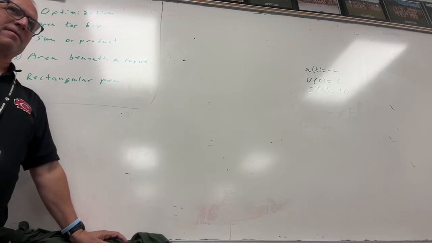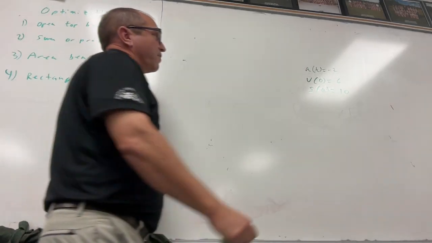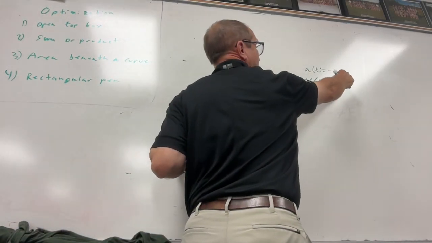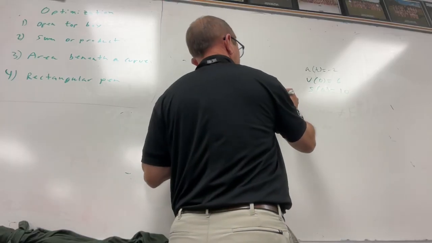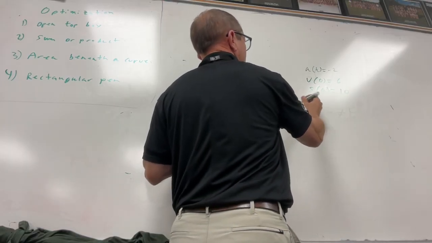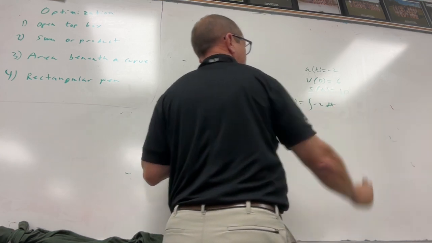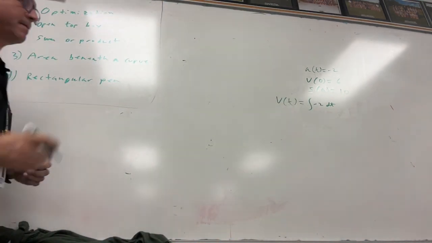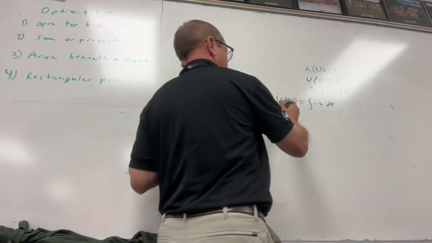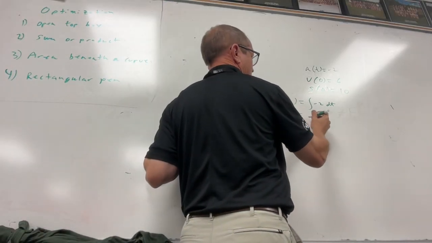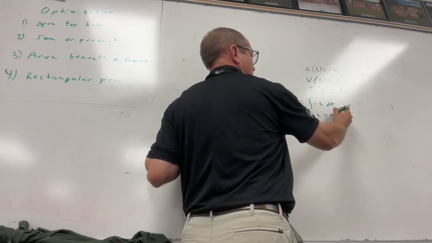Take the antiderivative of the acceleration. Yeah. My acceleration, I don't have a variable, but it is negative 2, right? So that would give me v of t. So v of t is the antiderivative of negative 2 dt. So v of t is equal to negative 2t plus a constant.